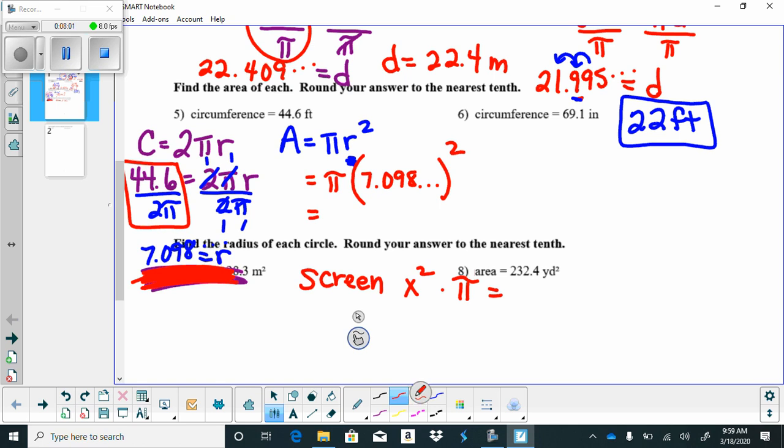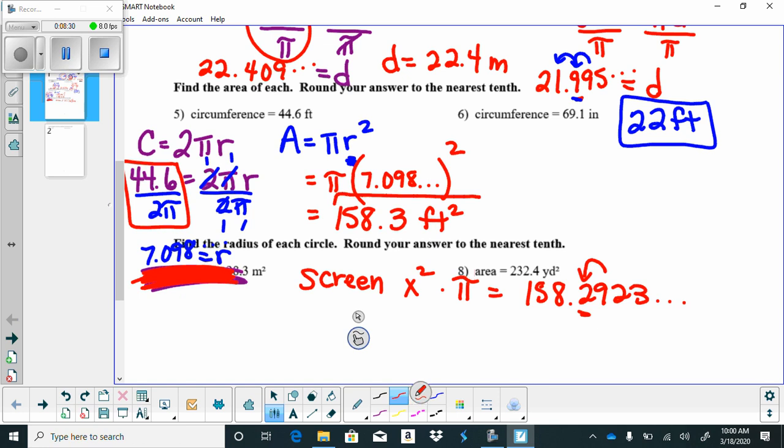Classes are changing. You should get 158.2923... Now that we are at a final answer, you can round your answer to the nearest tenth. This rounds up to a 3. So my final answer is 158.3, and we're doing area, feet squared. That is very, very hard to do. Try number 6, pause it, and see if you get it.